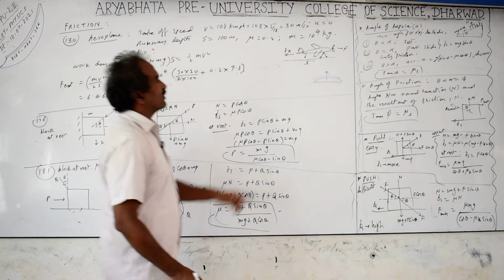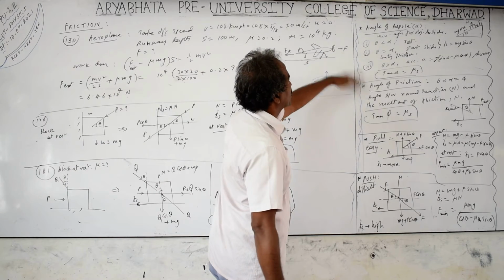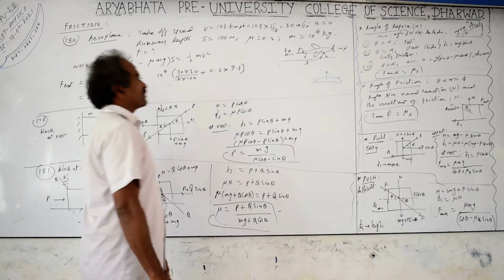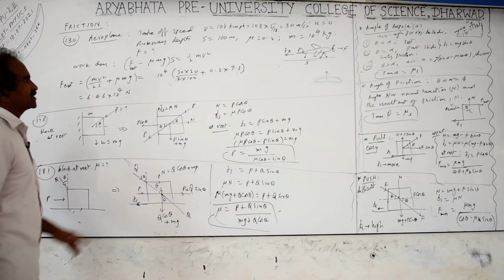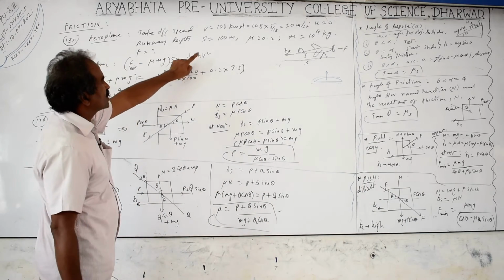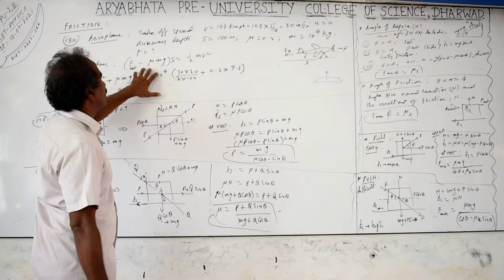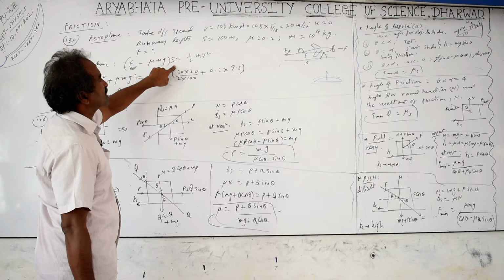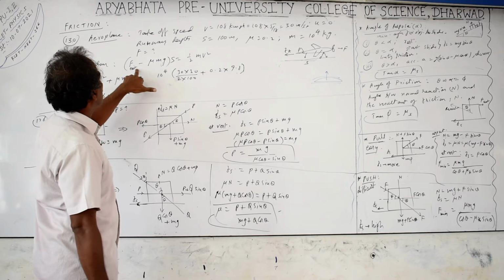Here the propeller is providing a force F in the forward direction, called the thrust. The work done by this force is equal to the change in kinetic energy. The initial kinetic energy is 0, so we take only the final kinetic energy equal to the work done. What is the work done equal to? Total force times displacement is the work done. We are taking a straight line. Total force is equal to mu mg.